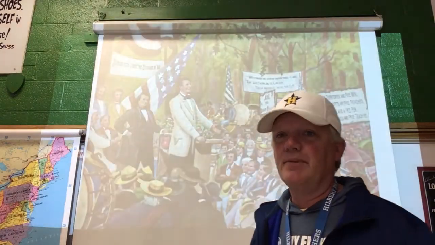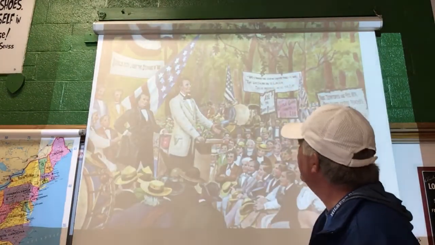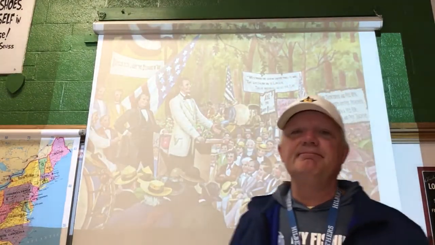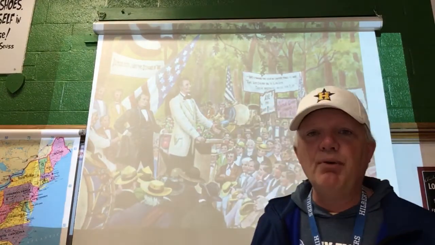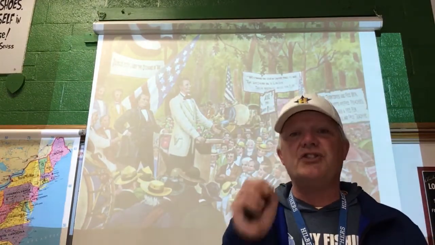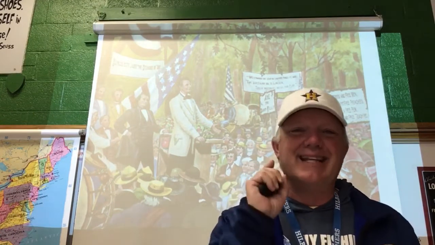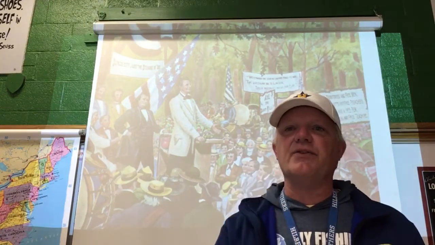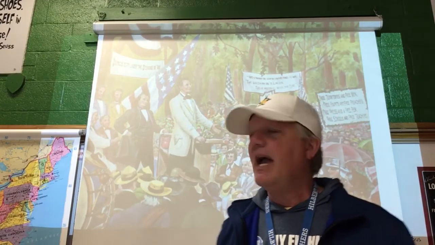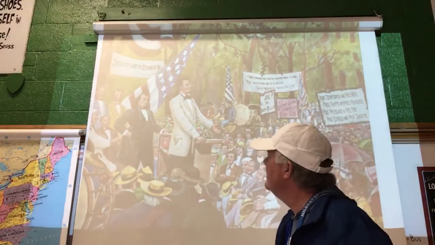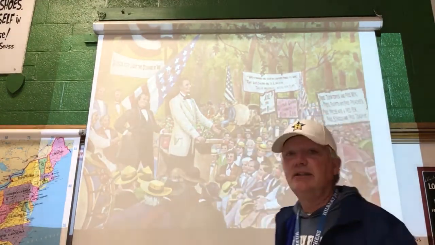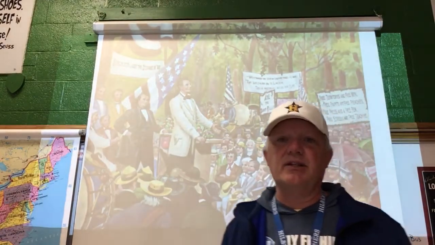And in 1858, Abraham Lincoln ran for senator of the state of Illinois, not president of the United States. In 1858, he ran for senator in the state of Illinois, and he ran against Stephen Douglas, one of the most well-known senators in the country.